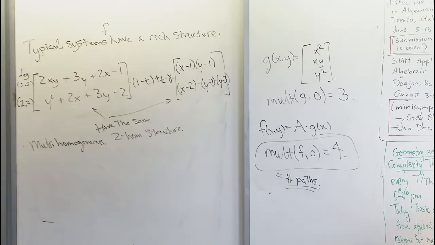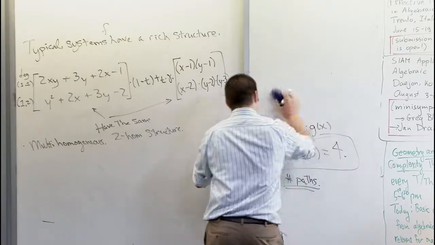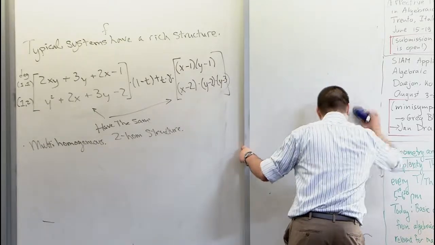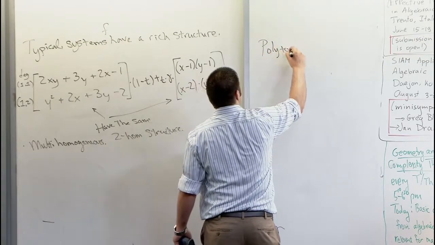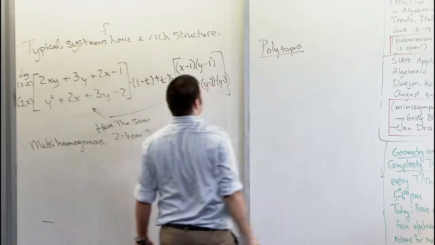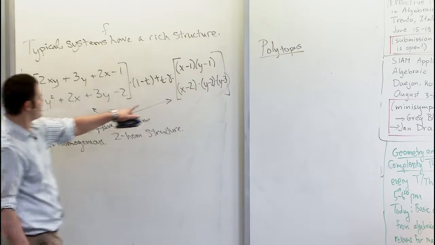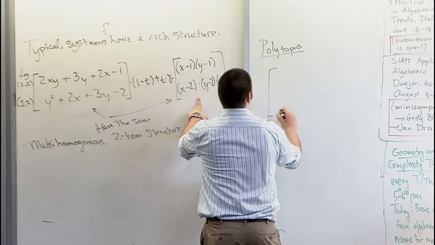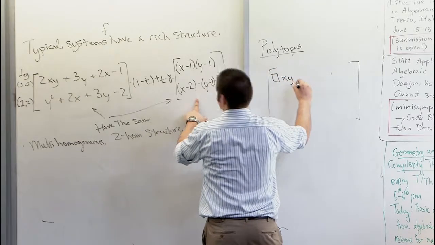What are some other structures that you would like to exploit? Polytopes. I want to exploit the monomial structure of this system. So now, instead of this start system, I create a new system, and I'll explain the notation in a second.